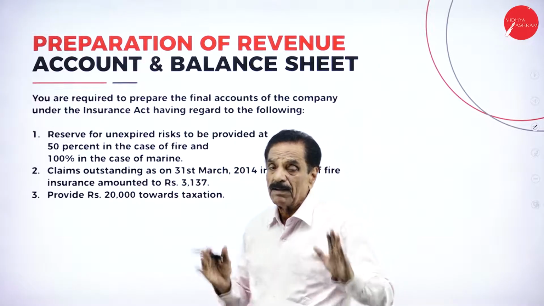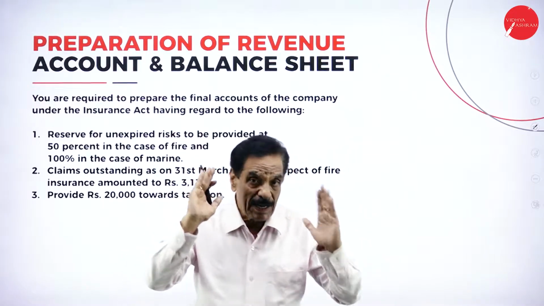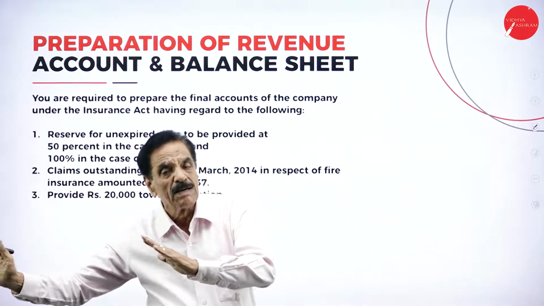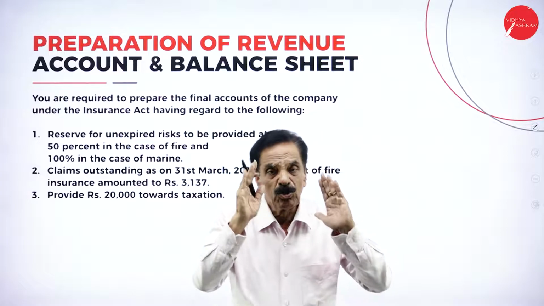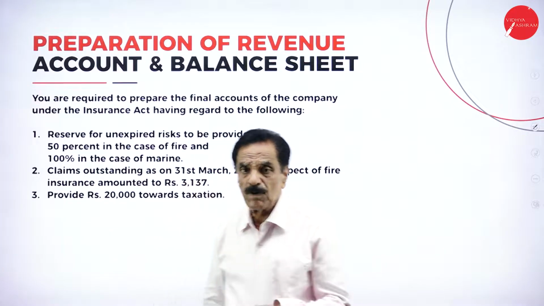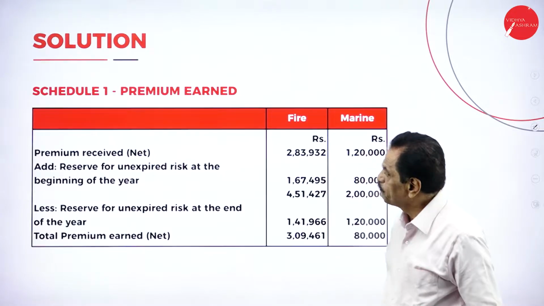This is very important. The items in the trial balance should appear only once, either in the revenue account or in the balance sheet. Whereas the adjustment items should appear twice, once in the revenue account, then in the balance sheet. We'll move on to the revenue account now.